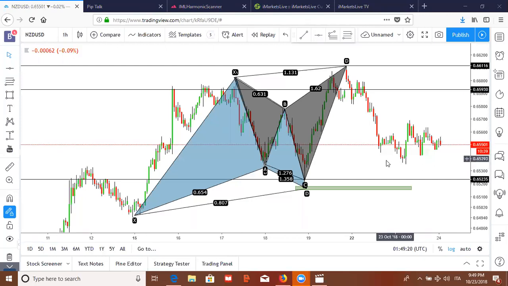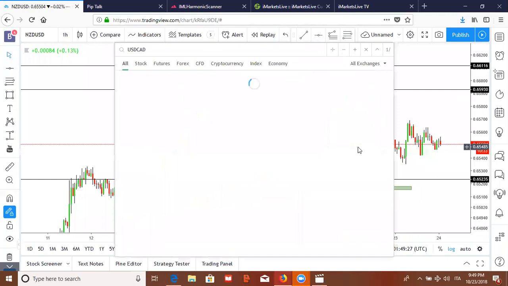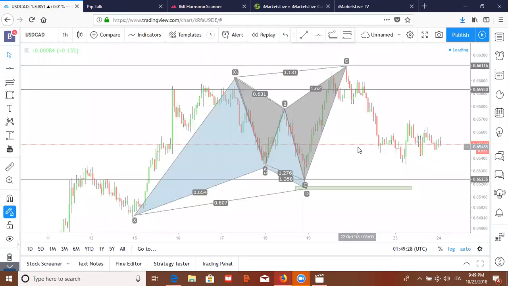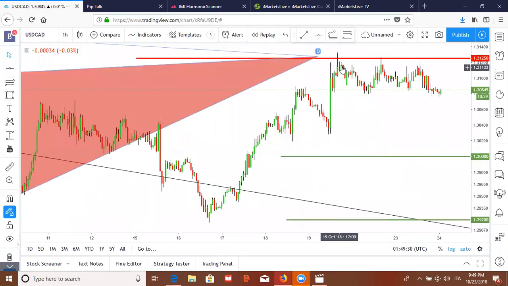So let me see. This right here, USD CAD. I've been in USD CAD for a minute. I've been in USD CAD ever since the 18th. And what's today, the 23rd? So 19, 20, 21, 22, 23. That's like 5 days right there.